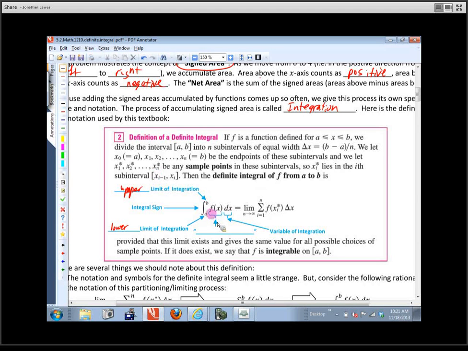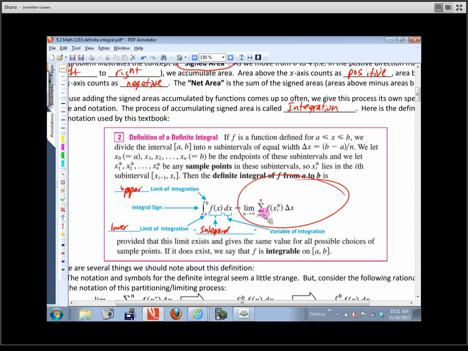Okay, this thing right here, this function is called the integrand. And that dx right there, we call that the variable of integration. Now, I'm going to show you why they would have come up with this notation in just a second, but I want you to notice over here, it's got the limit as n approaches infinity, and then it's got sigma notation. This stuff should look familiar.